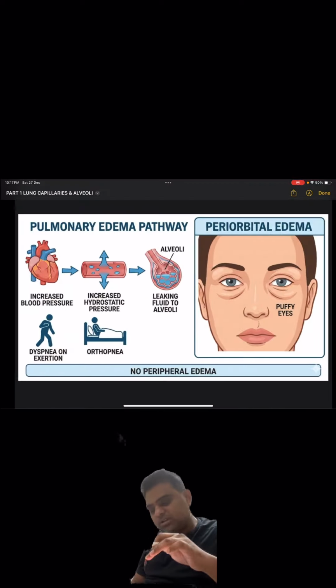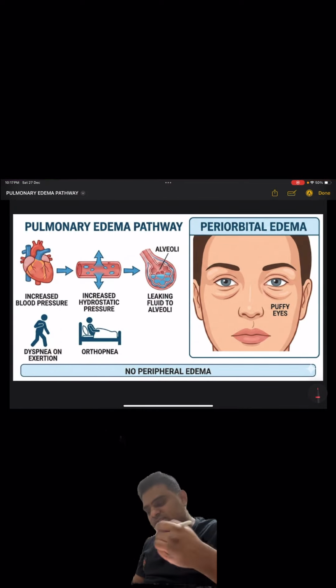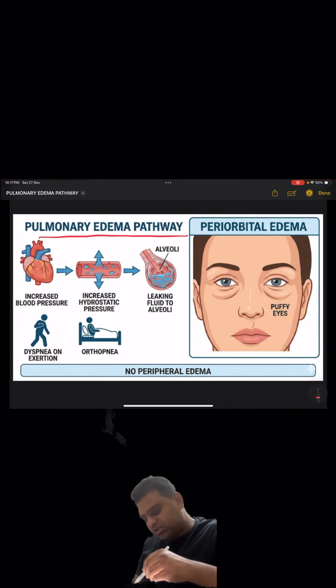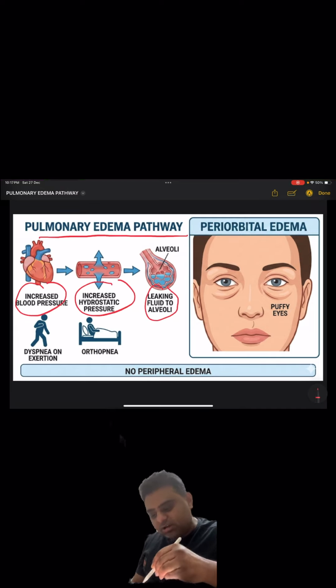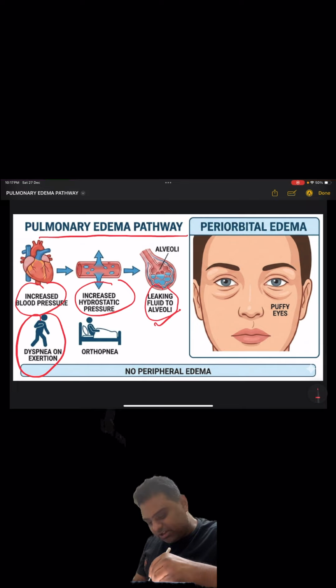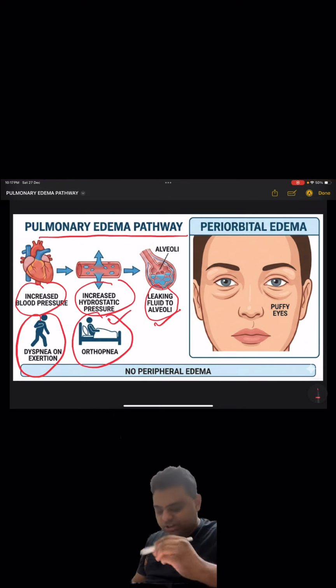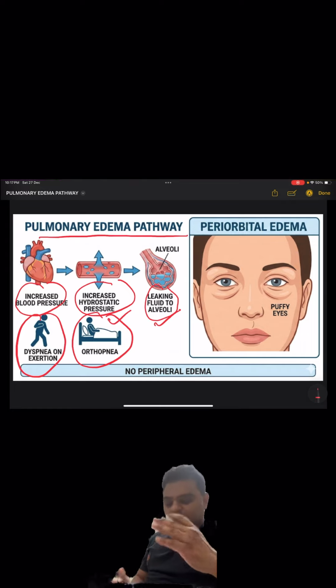Now coming to the symptoms. There will be pulmonary edema, so there will be increased blood pressure, increased hydrostatic pressure, leaking of fluid into the alveoli, and dyspnea on exertion, and orthopnea. That is dyspnea during lying down, which is relieved when the patient sits up.